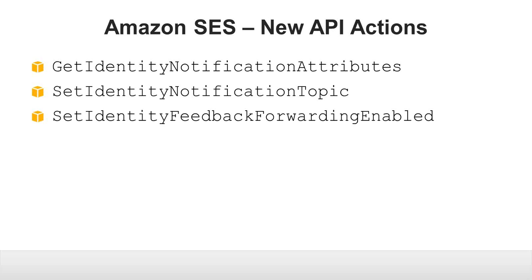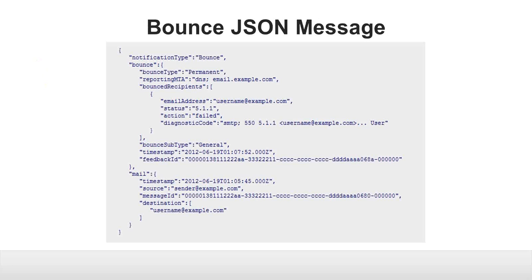Set identity notification topic sets the SNS topic to use for bounces and complaint notifications for an email address or for a domain. Set identity feedback forwarding enables or disables raw bounce and complaint forwarding from SES to the verified identity. You can read more about these in the Amazon SES API reference.